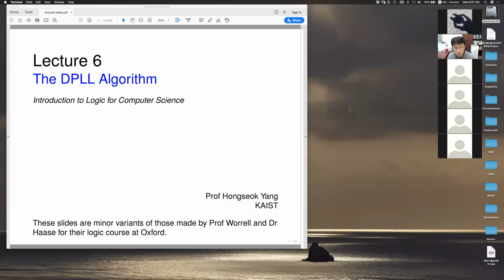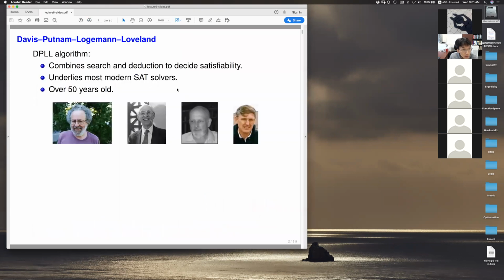So what we will cover today is the DPLL algorithm. It is, in some sense, the basis for most of the highly efficient SAT solvers in the real world. Also, from the theoretical perspective, the DPLL algorithm has a very interesting aspect, because it combines the idea of search and the idea of logical deduction together in a very nice way.